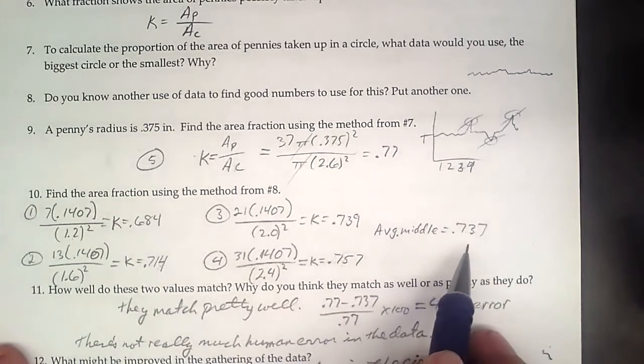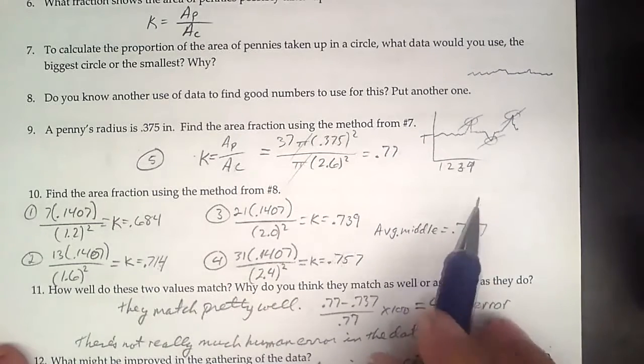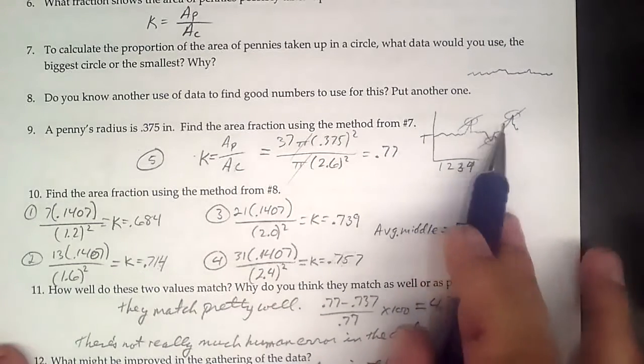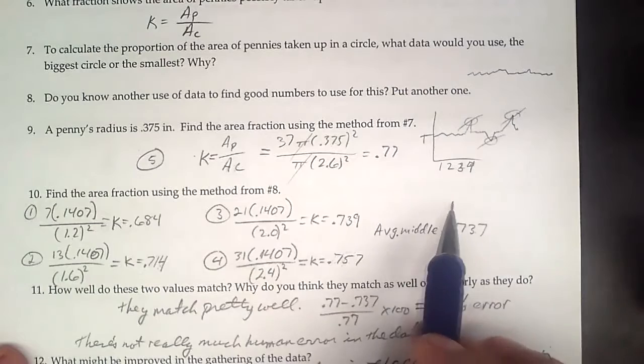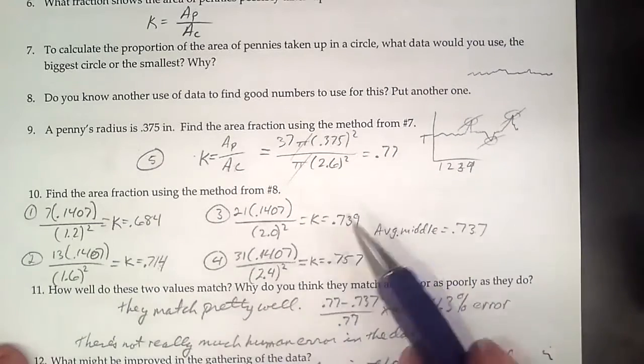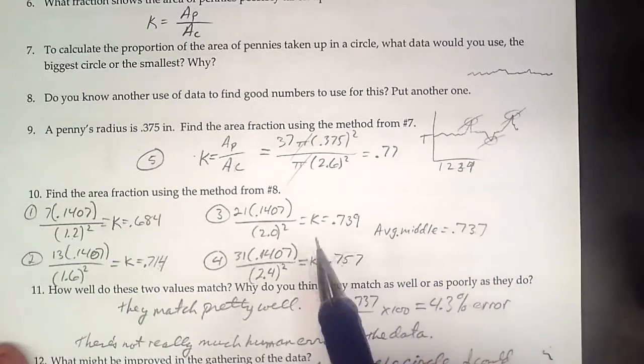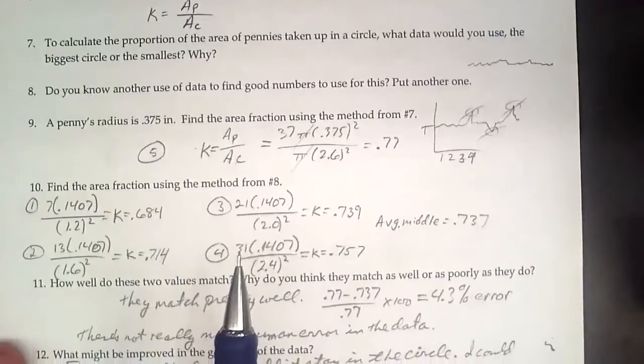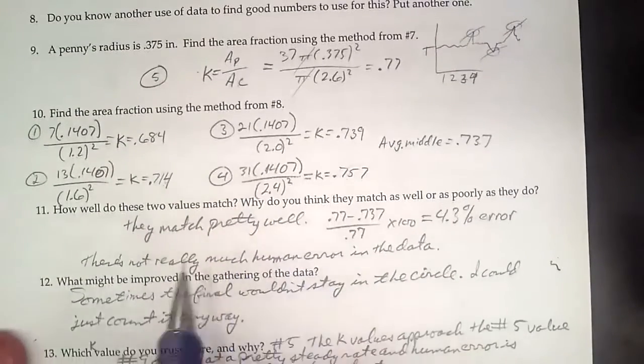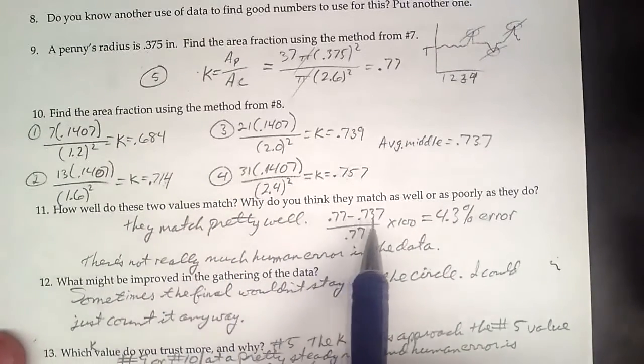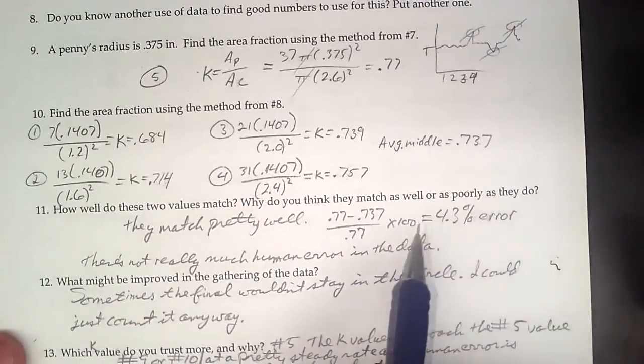Again, the average, meaning the average of the middle ones, or throwing out the outliers and averaging the rest, is meant for times when you did the same kind of data collection over and over and over. And that's not what happened because I kept using a bigger and bigger circle. How well do these two values match? Why do you think they match as well or as poorly as they do?